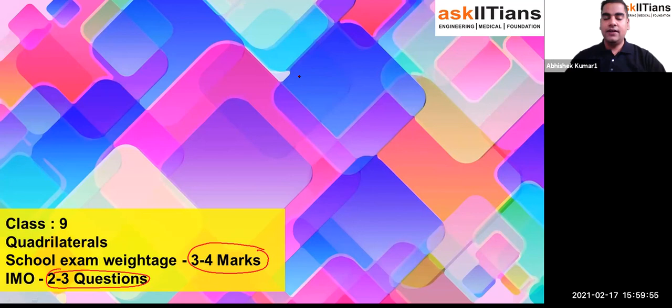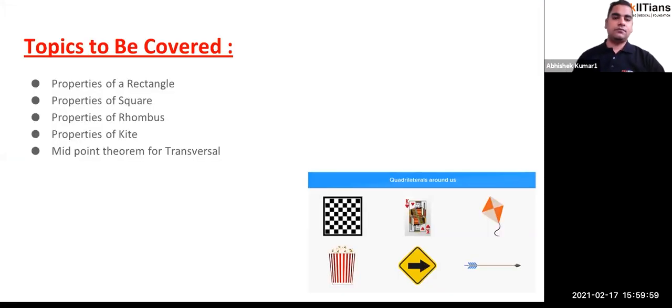So let's move ahead and see which topics we are planning to cover today. The first topic will be the properties of rectangle. Then we are going to discuss the properties of a square. Then we will be discussing the properties of rhombus, and the properties of kite. And then we will be discussing the midpoint theorem in the case of transversal.